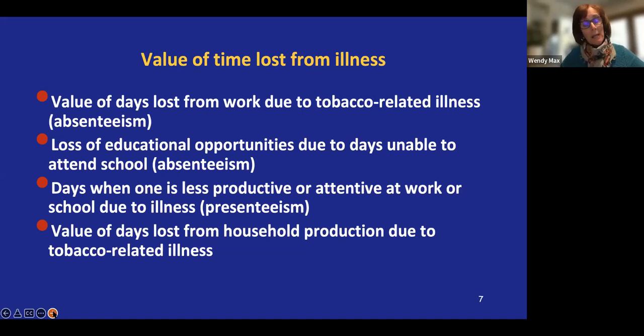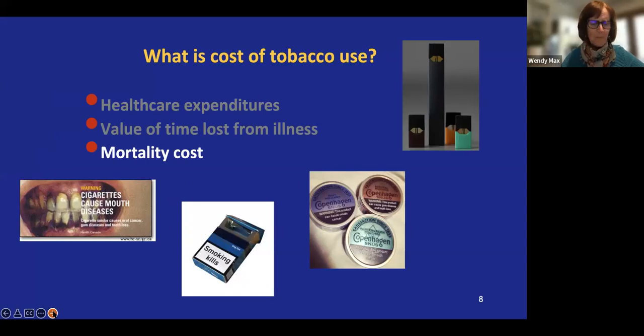And we also take into account the fact that people engage in activities at home as well, household production, cooking, cleaning, maintaining the household, yard work. And these activities may also be impacted by tobacco-related illnesses. And then finally, we know that people die prematurely.